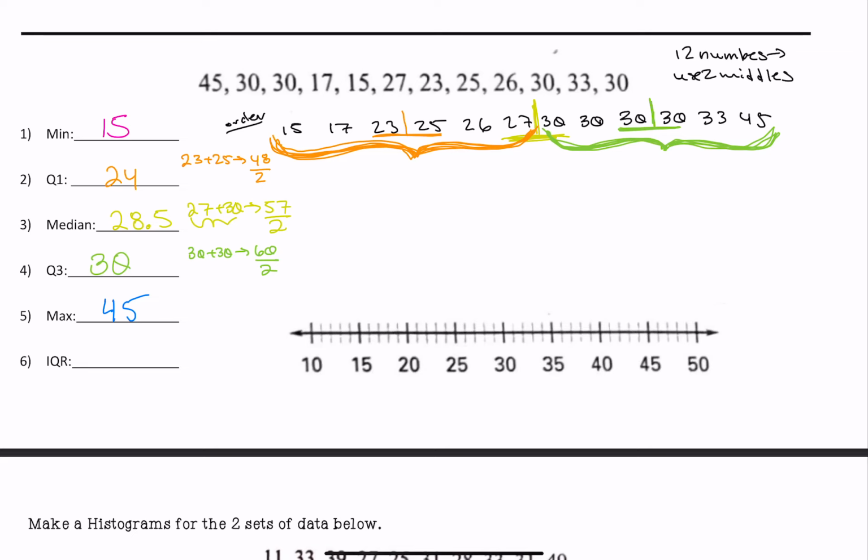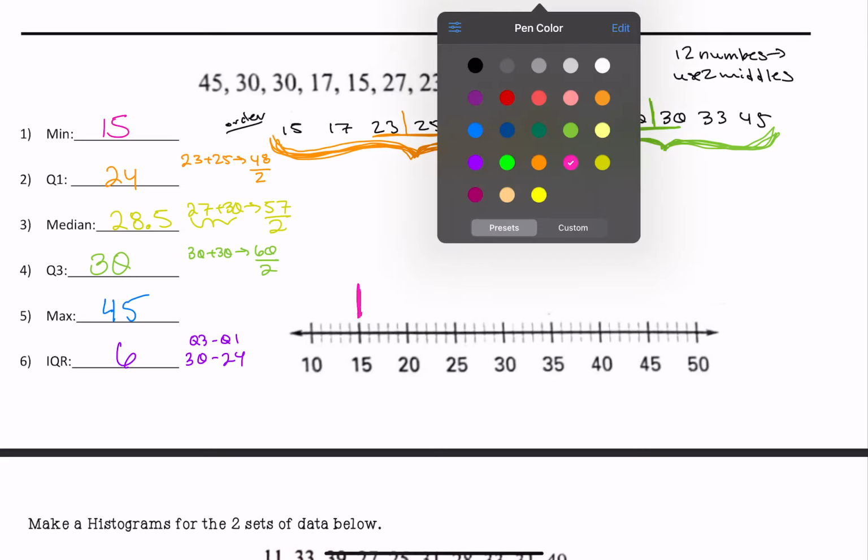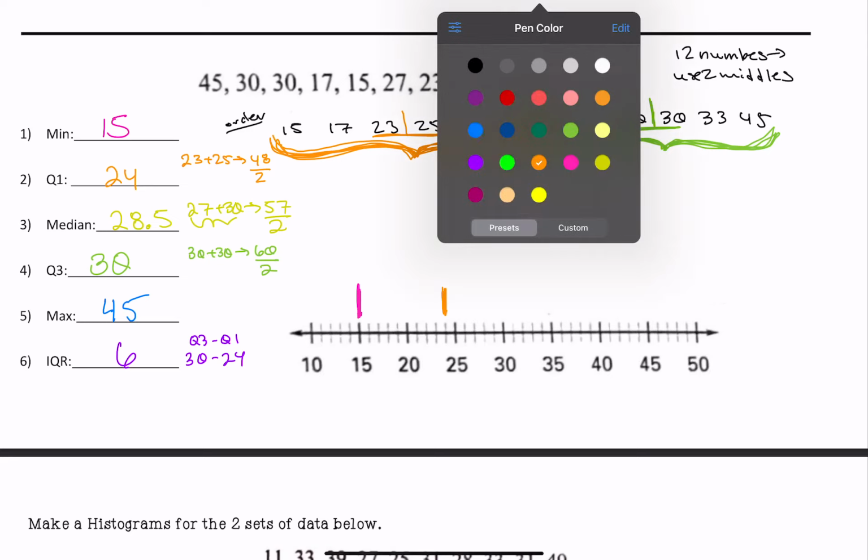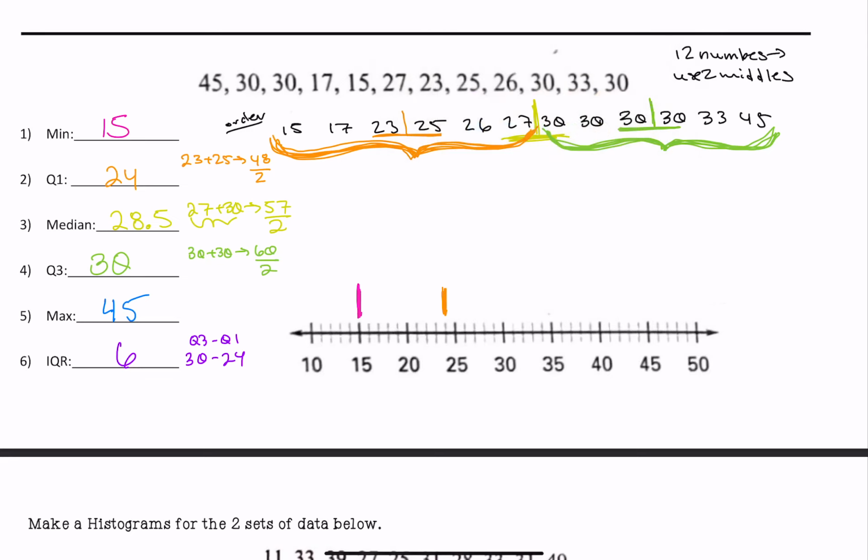All right, next up we have our IQR, which is going to take our Q3 minus our Q1, so 30 minus 24, which gives us 6 again. All right, so now we're going to start drawing our box plot. So we start with our minimum, which was at 15. Then we have our Q1, which was at 24. Read your number line carefully. Then we have our median, which is 28.5.